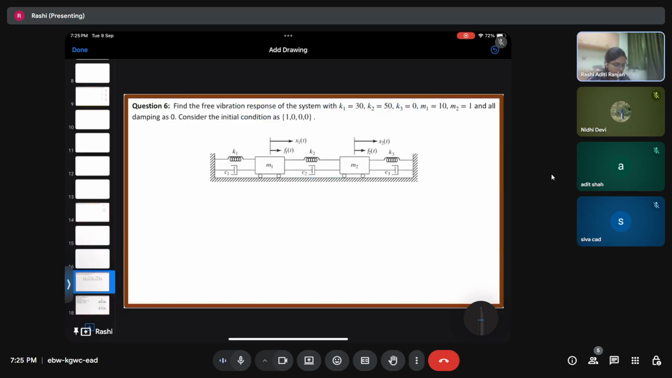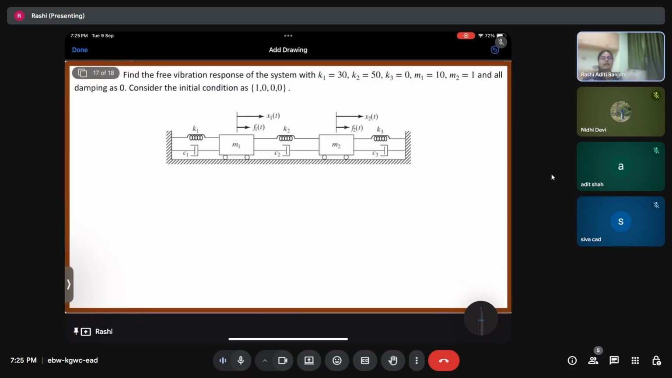Coming on to question number 6. So we have again a 2 degree of freedom system. I suppose that till now you people are having a good understanding about how we find out, by looking at the number of masses, how many degrees of freedom the system has.